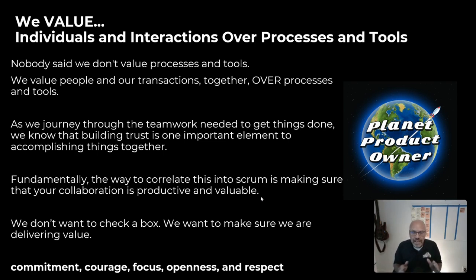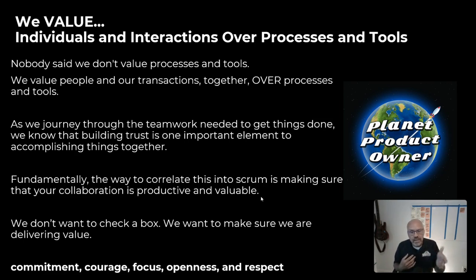Fundamentally, we want to correlate our value and our value system to help drive our behavior. And the individuals and interactions is really what we want to tend to focus on when we're in an agile delivery model. So, fundamentally, your collaboration is what's driving the productive and valuable efforts going on with your team. Just remember, we don't want to check a box. We want to make sure that we're delivering value. And in order to do that, we have to make sure that we're effectively communicating with each other. So that's why individuals and interactions over processes and tools is a value that we've got to hold true to.